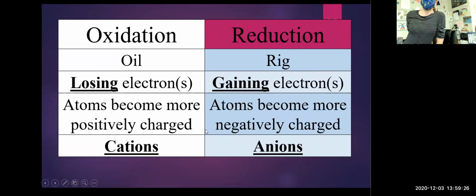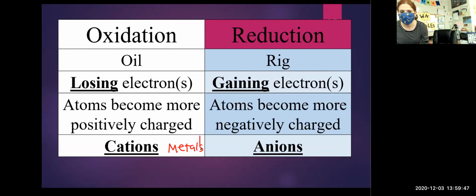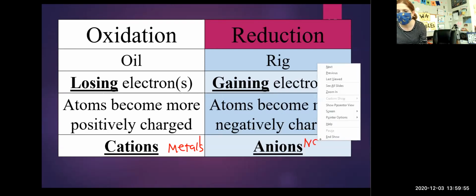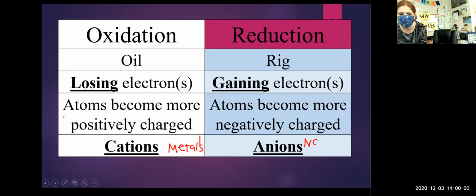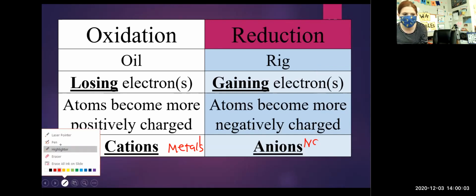Okay, so how do you remember this? I remember the little trick, oil rig. Oil stands for oxidation is losing. Oxidation is losing electrons. This happens to your cations or your metals. Metals go meow. Anions, these are non-metals. That's your non-metals. And it would help if I could write.